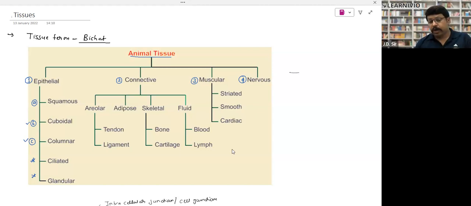If cuboidal or columnar develop gland-like structure, means they start secreting something, right? So we will not call them cuboidal or columnar. We will call them glandular tissue. So basically, what I said is that ciliated and glandular are modifications of cuboidal or columnar. Is that clear? Got it? Fine.